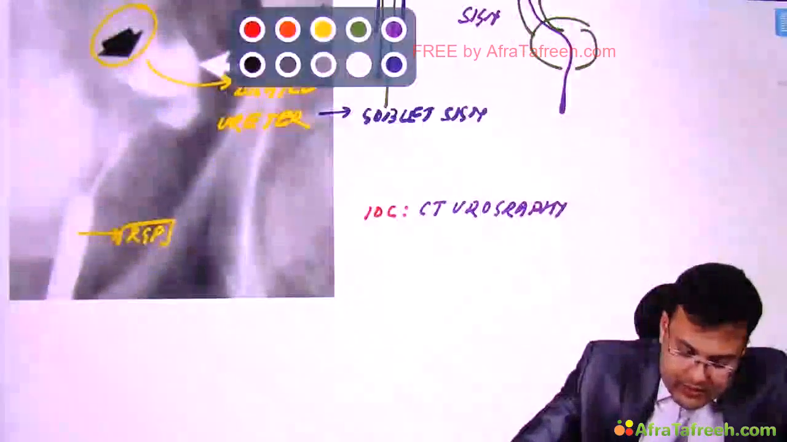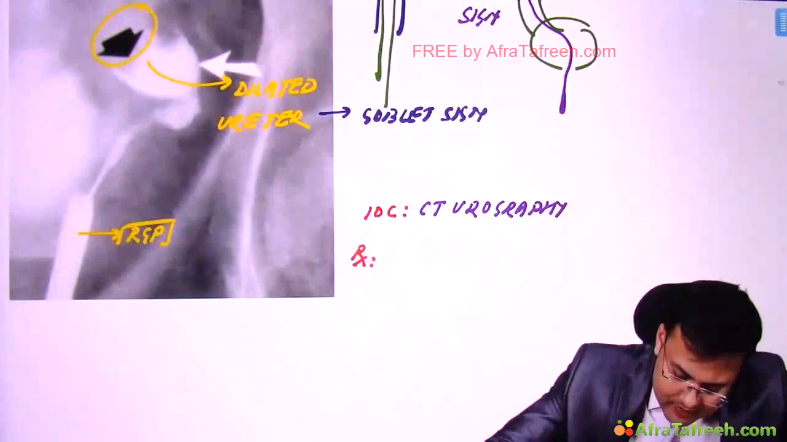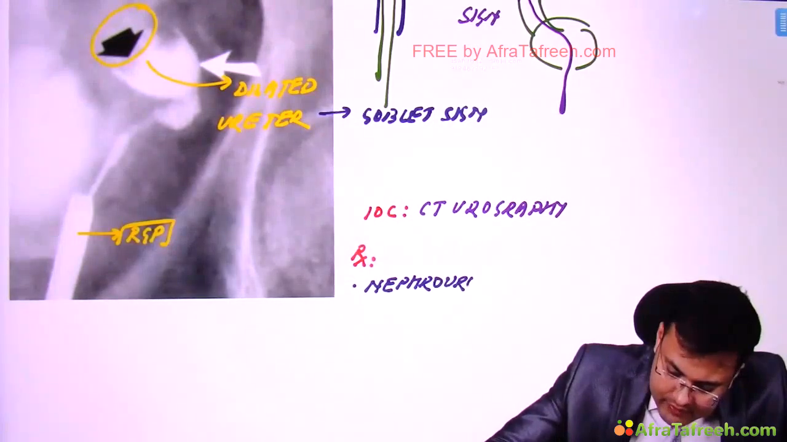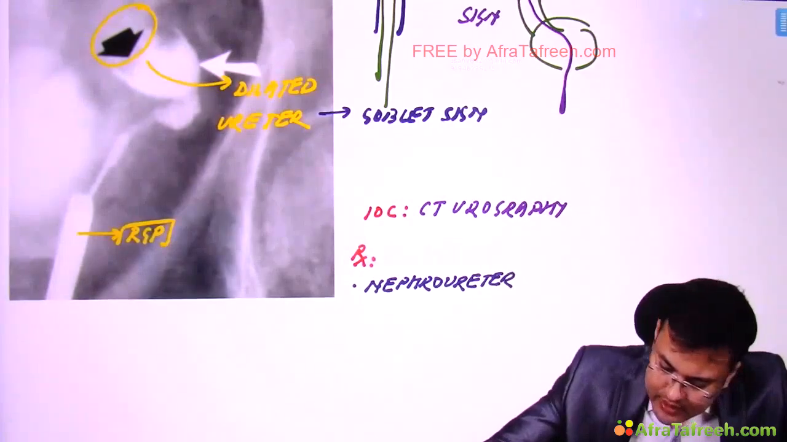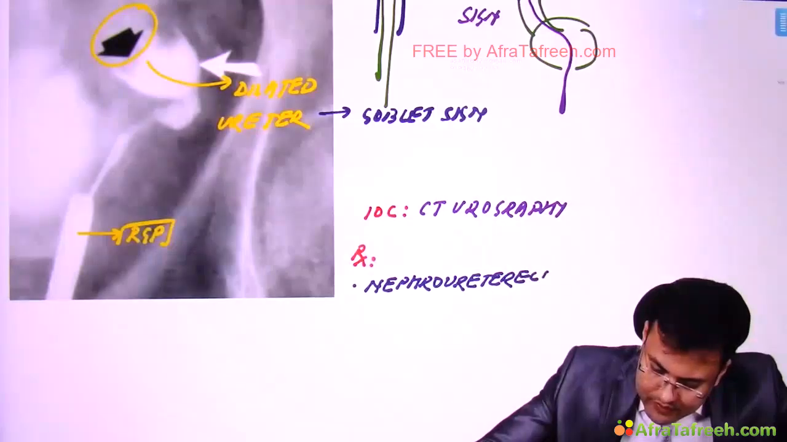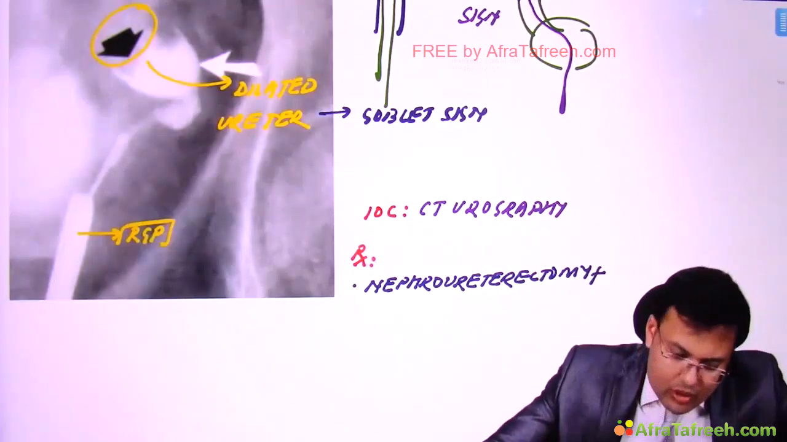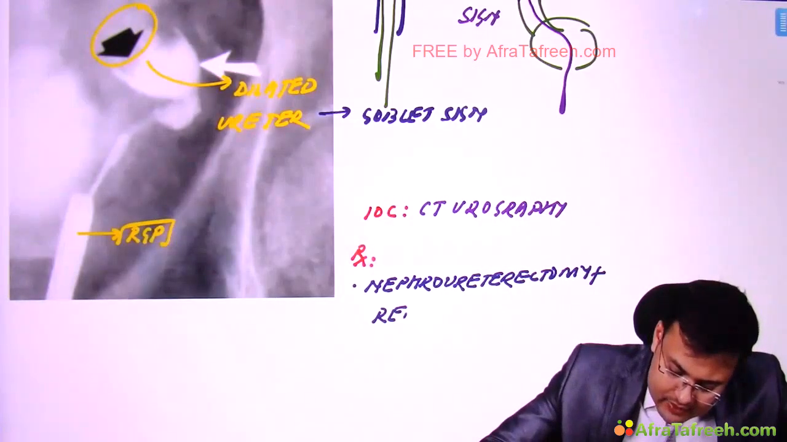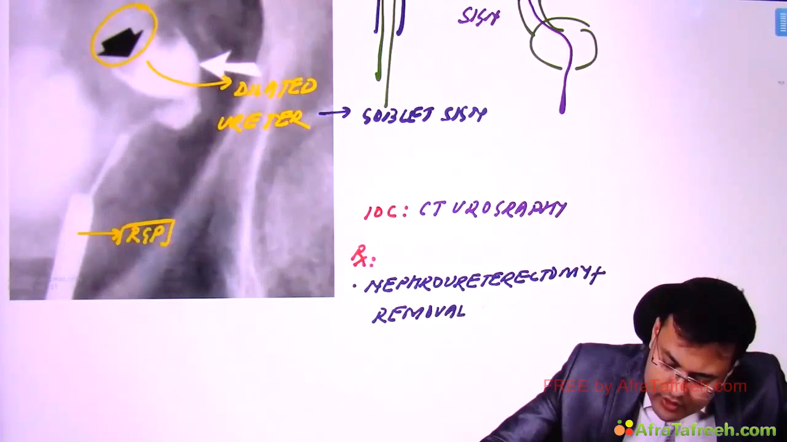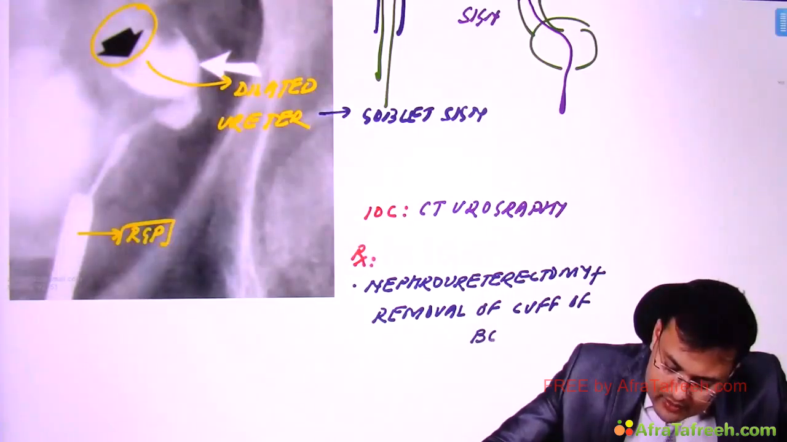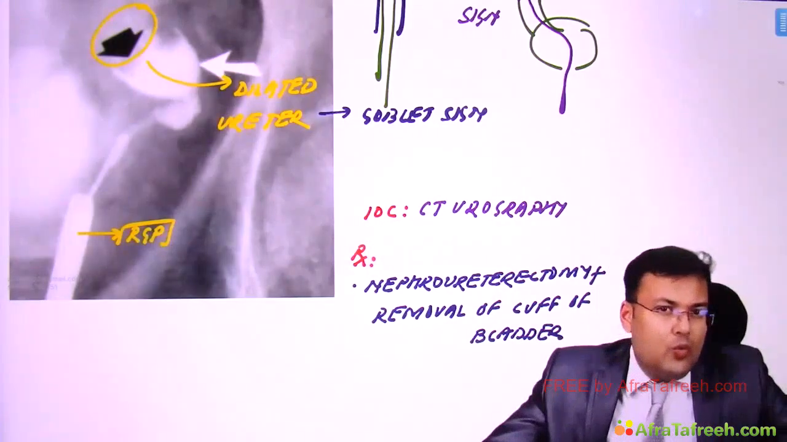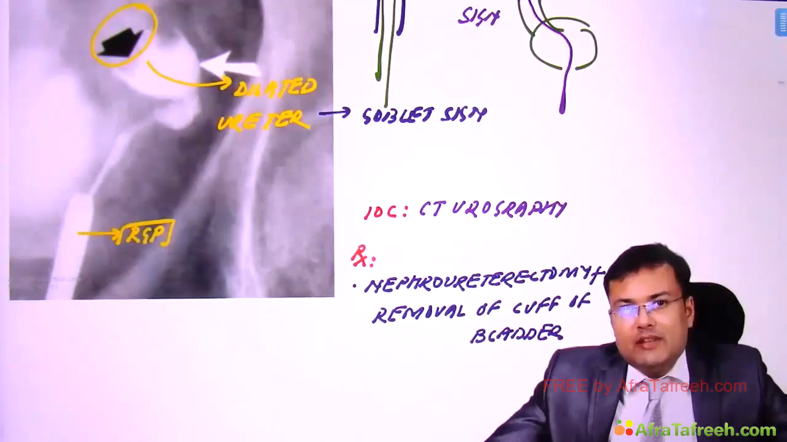So what's the treatment for carcinoma renal pelvis? This is nephroureterectomy plus removal of cuff of bladder. Clear? So this is how we treat carcinoma renal pelvis.